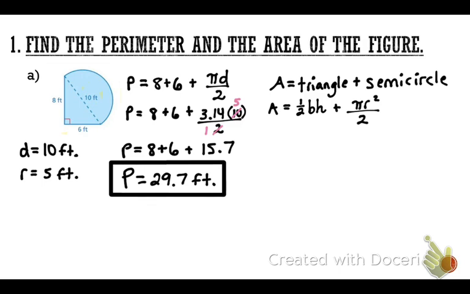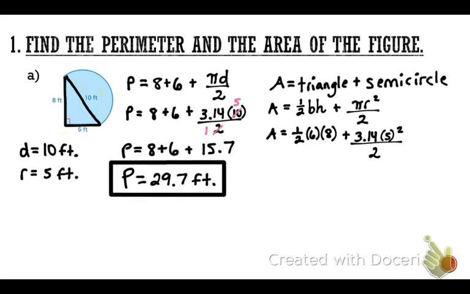Now what we've got to do is start plugging some things in. We're going to focus right now only on the triangle. The triangle says A equals one half times the base times the height. What is the base of my triangle? 6 feet. And what's my height? 8. All right, now let's plug in some information for our semicircle. What do we know for pi? 3.14. What was the radius of our figure? 5. And remember, we've got to square that and then divide it by 2 because it's a semicircle.